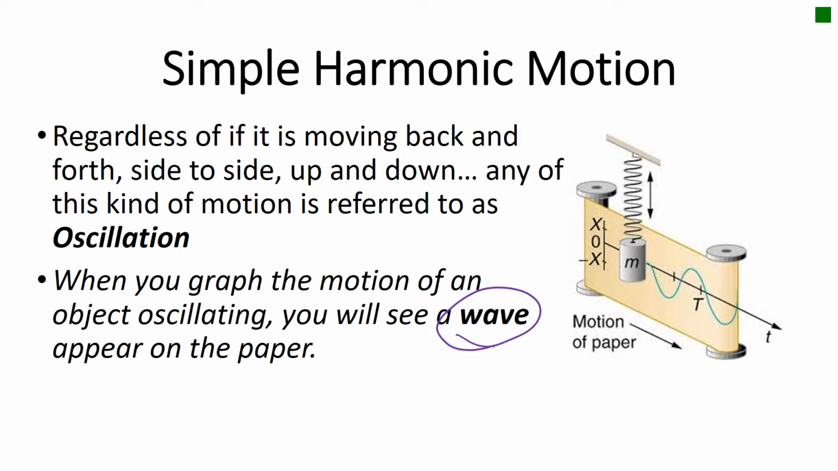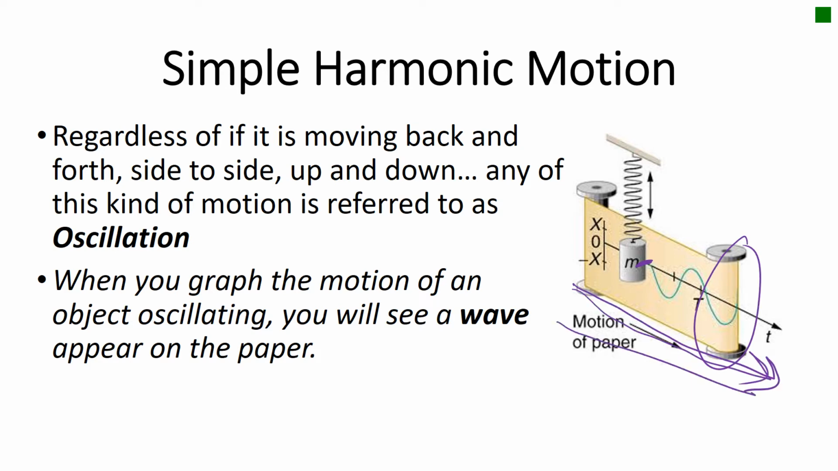If you look at this little spring, if it were to go up and down, and it had a little pen coming out of the front, and it was able to draw on this paper that is moving in this direction, so this paper is constantly moving towards the right, what would happen is you would end up with a graph that looks like a wave. So if you graph a simple harmonic motion, it forms a wave.